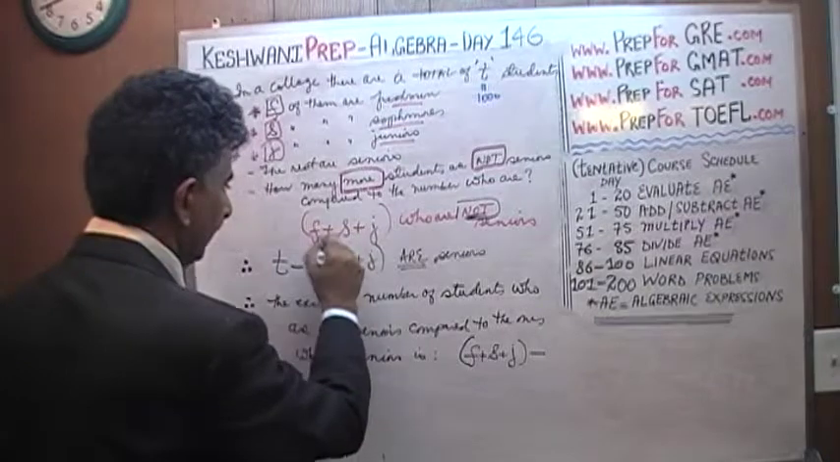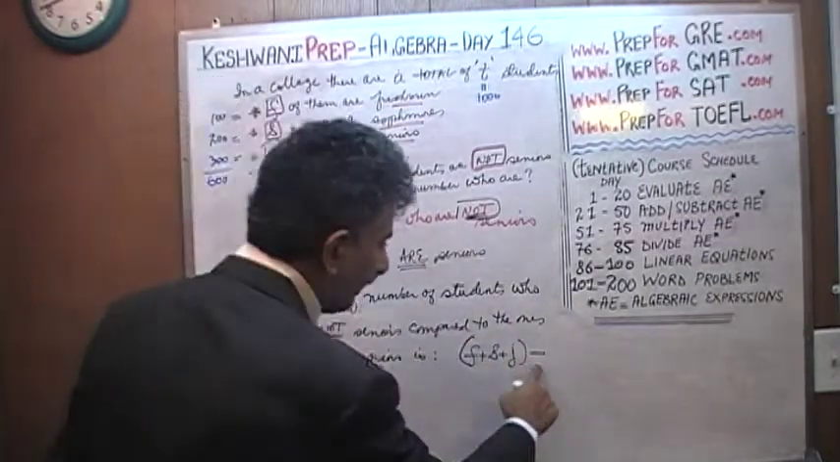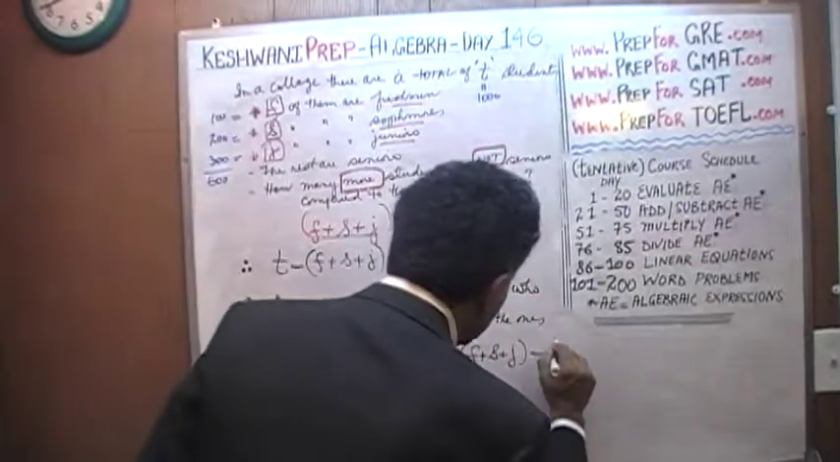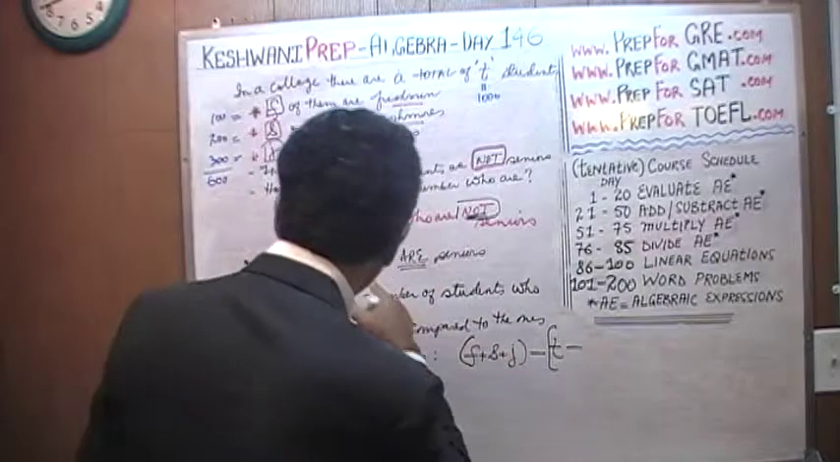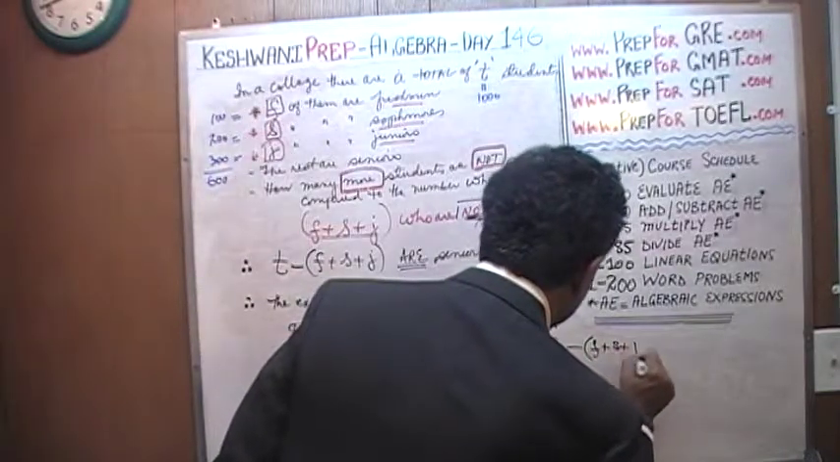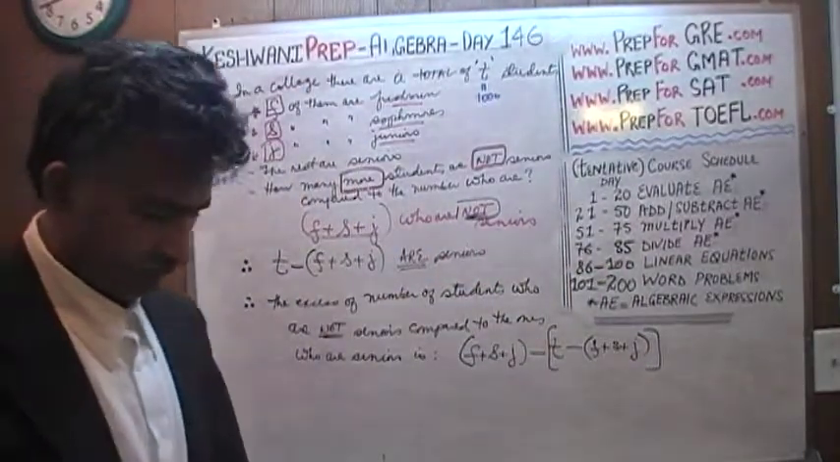Right here, I point to here. This is how many people who are not seniors minus the number who are seniors, which is the total minus this quantity, F plus S plus J. Voila. This is your answer. This is our final answer.